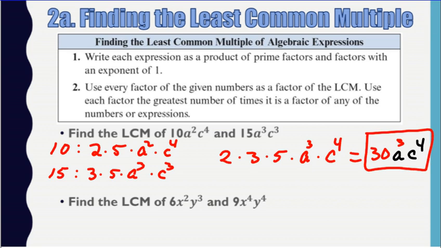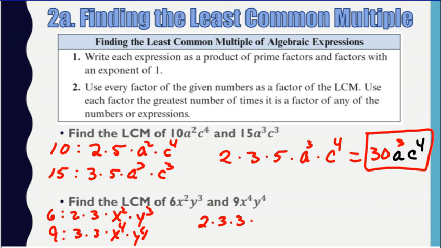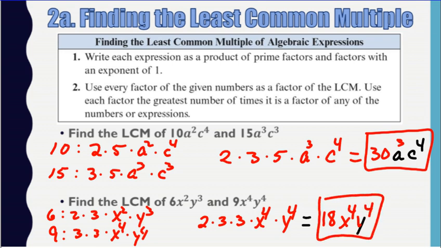Find the least common multiple of these expressions. So we got 6, which would be 2 times 3 times x squared times y cubed. And we got 9, which is 3 times 3 times x to the 4th times y to the 4th. The most 2's I have is 1. The most 3's is 2. The most x's is x to the 4th. The most y's is y to the 4th. So now we have 9 times 2, which is 18, x to the 4th, y to the 4th. That would be our least common multiple.